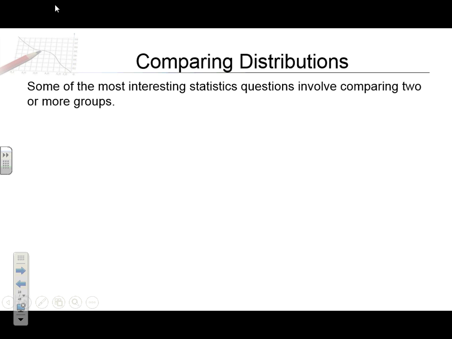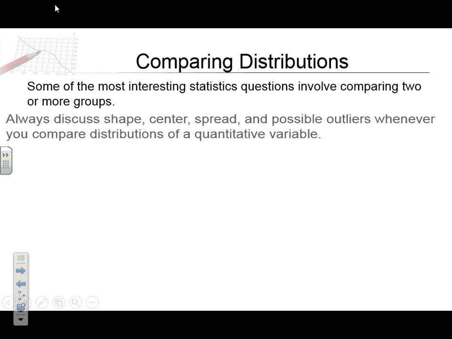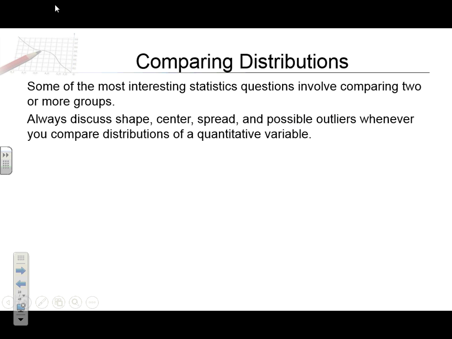What do the shapes look like? So is one distribution different than the other distribution? Things like that. So some of the most interesting questions in stats involve comparing two or more groups. So when they ask you to compare two different groups, you need to comment. How do the shapes compare?